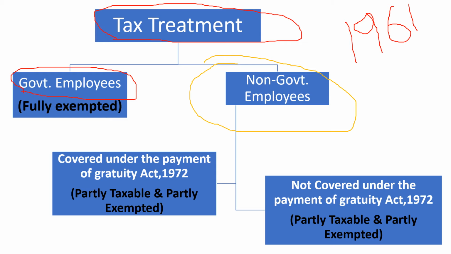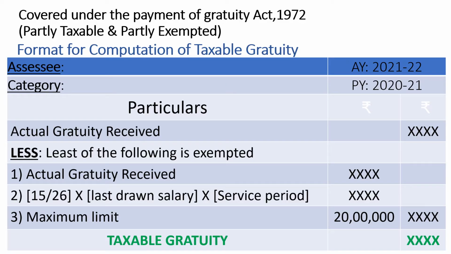But when it comes to non-government employees, any employee who receives an amount as gratuity is further classified into two aspects: covered under the Payment of Gratuity Act and not covered under the Payment of Gratuity Act. That Act was passed in the year 1972. Here, a partial amount is taxable and a partial amount is exempted in both cases. Next, we will see the tax treatment specifically for those covered under the Payment of Gratuity Act and those not covered under it.